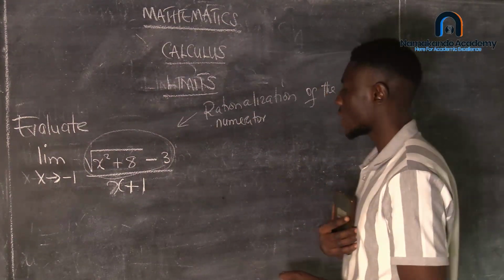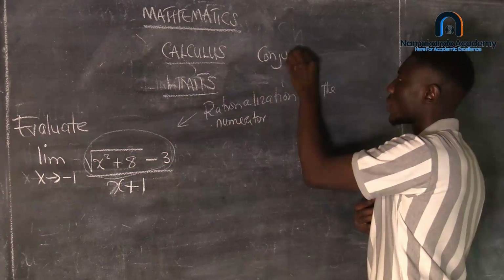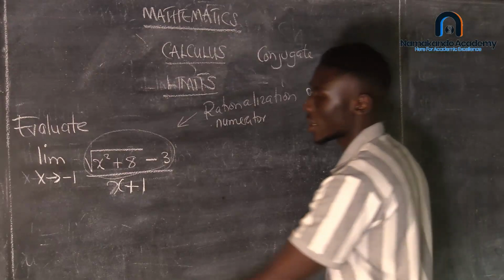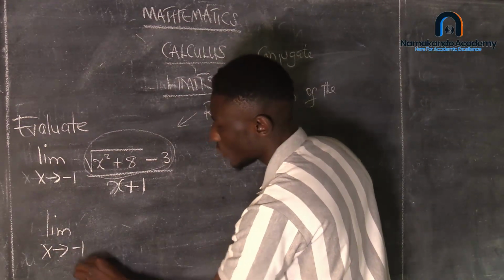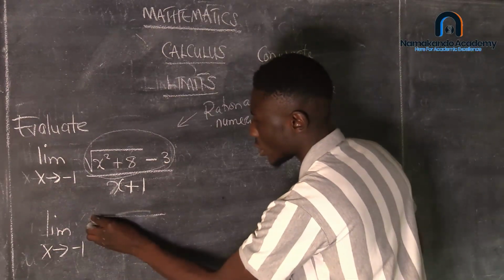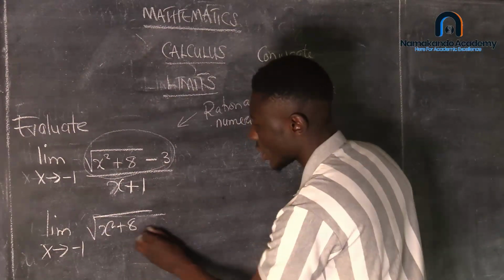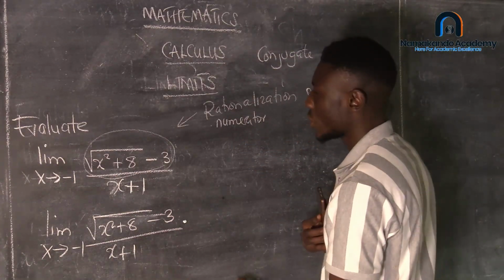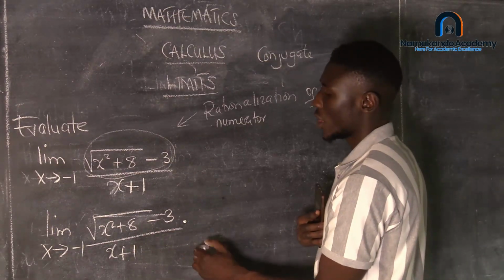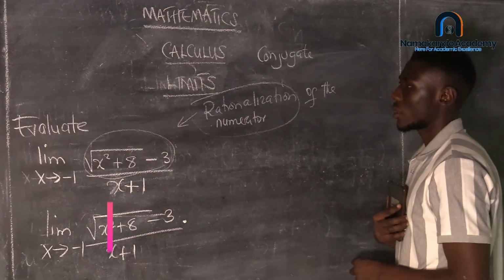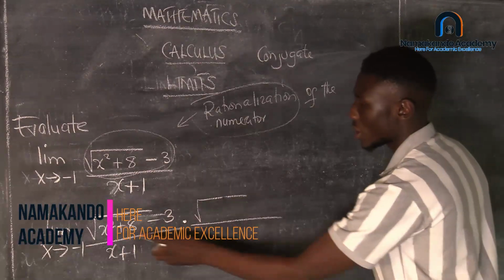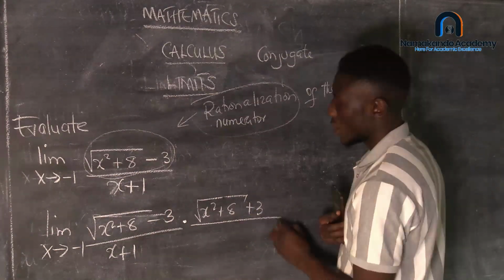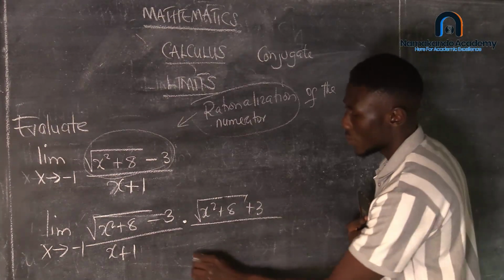Where rationalization is concerned, we bring in the concept of the conjugate. So here we multiply both the numerator and the denominator by the conjugate of the numerator. This therefore gives us the limit as x approaches -1 of the square root of x squared plus 8 minus 3, divided by x plus 1, multiplied by the square root of x squared plus 8 plus 3, the conjugate of the numerator, as that's the condition for rationalization. Rationalization means that if our sign is negative, we will simply have a positive and the values are retained. What we've done to the numerator, we'll do the same to the denominator.